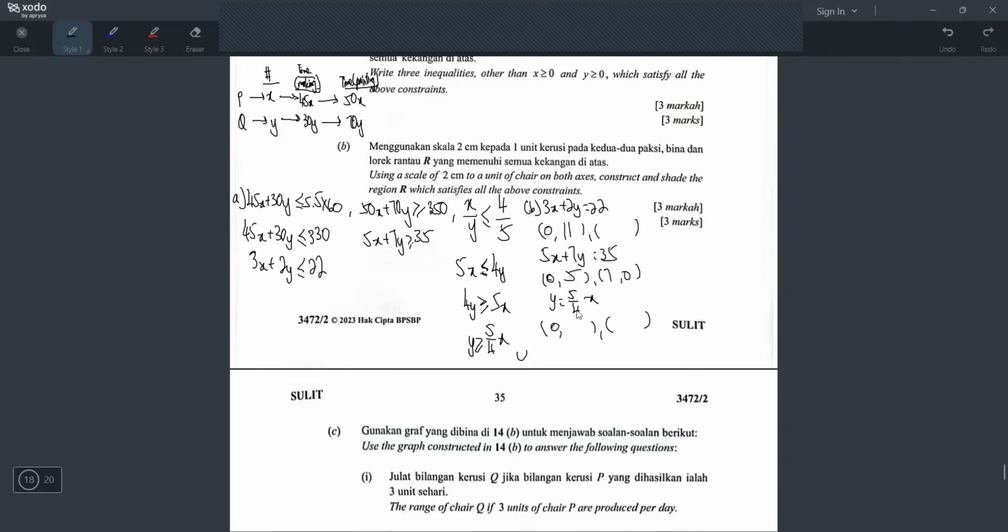If x is 0, 0 times 5 over 4, the y is 0. But if you put y 0, the x also 0. So repeat already. So we have to find these 2 points, change to another point lah.